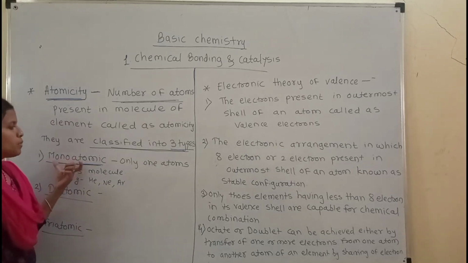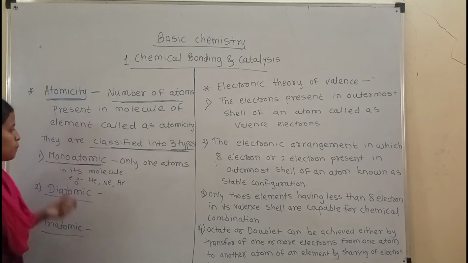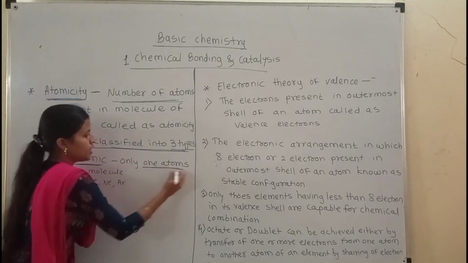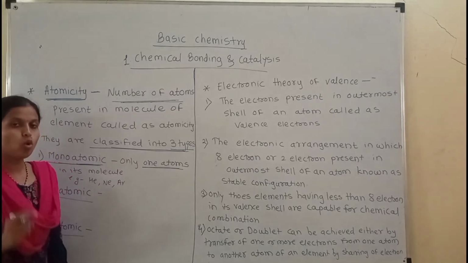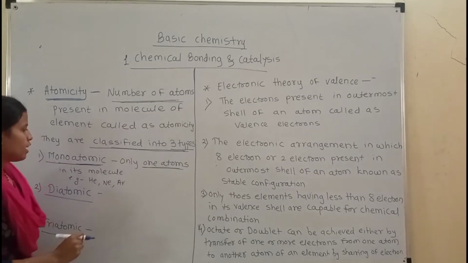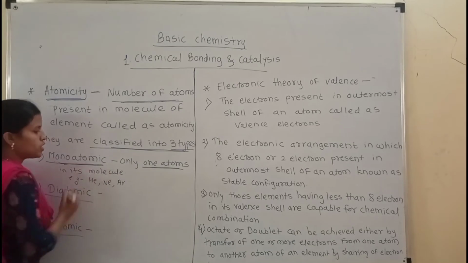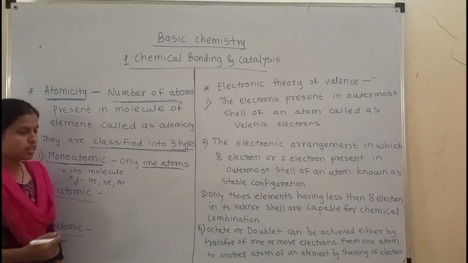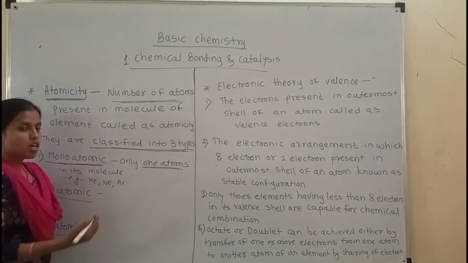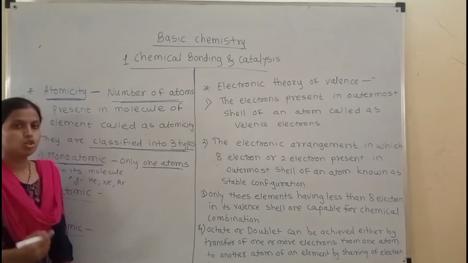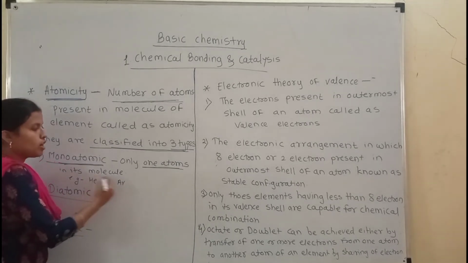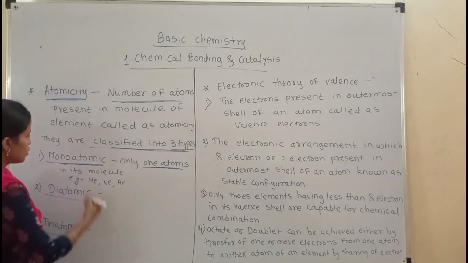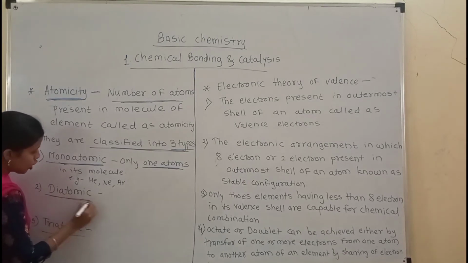So what is meant by monoatomic? Monoatomic means molecules that have only one atom present. Those molecules show the monoatomicity. For example, all the inert gases, that is helium, neon, argon, krypton, xenon, show monoatomicity because they have only one atom in their molecule. Okay.